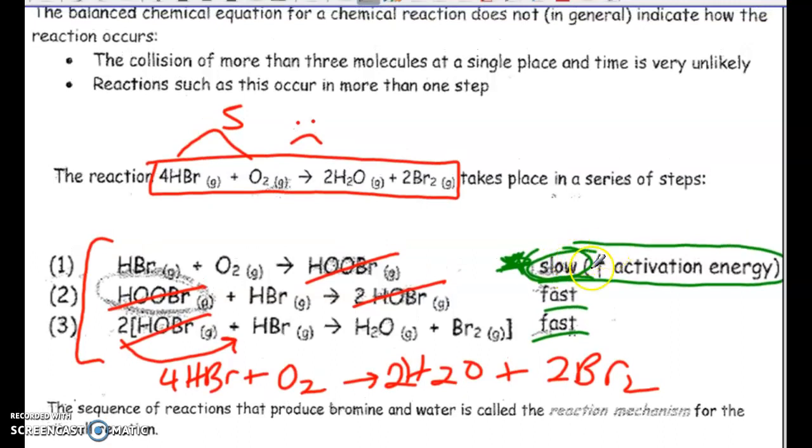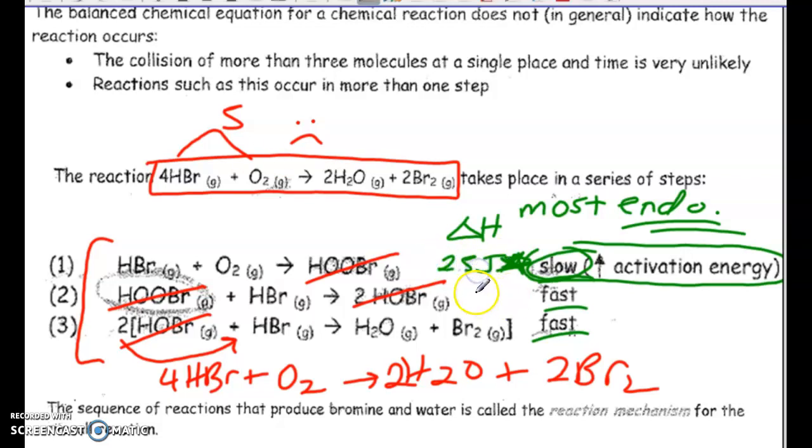Sometimes instead of saying slow, fast, fast, you might be told what the energy value is that's required. So the most endothermic, or the one that requires the highest amount of energy to be absorbed, would be your slowest step. So let's say, I'm going to make up some numbers, 25 joules, 6 joules, and 12 joules, right? So this requires the highest amount of energy input. That's going to be our rate determining step.